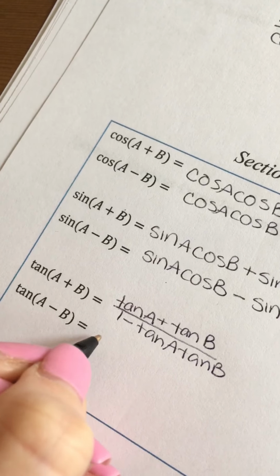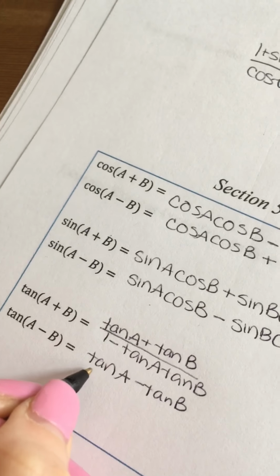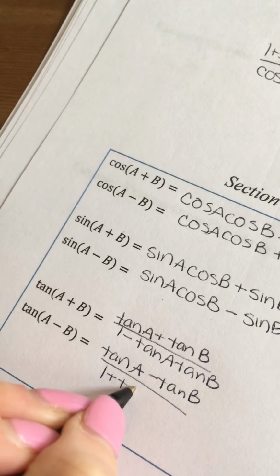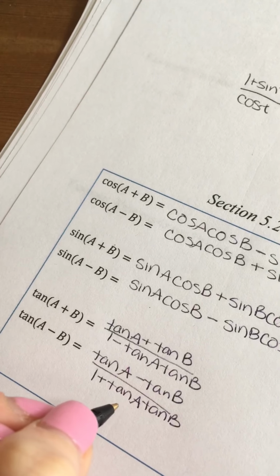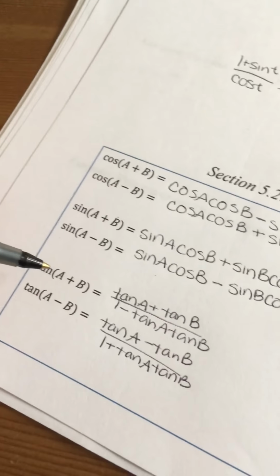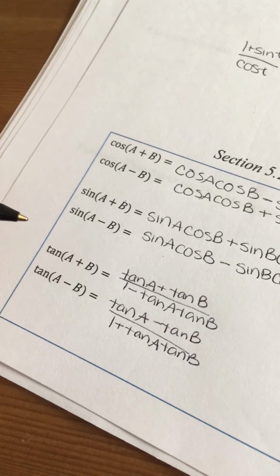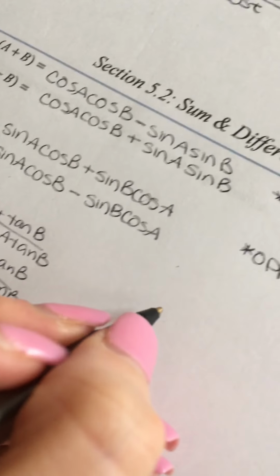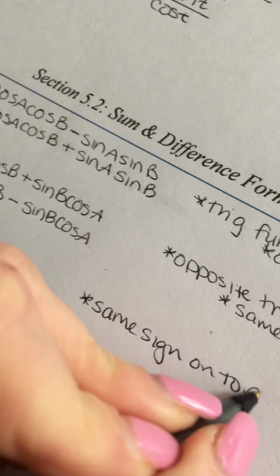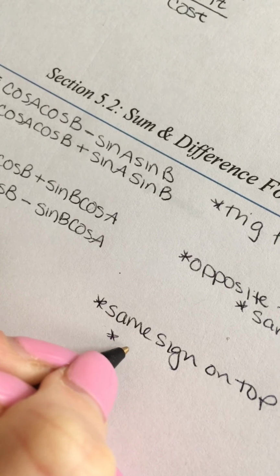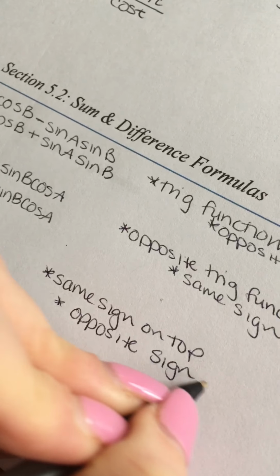Okay, and then tangent of A minus B looks like tangent of A minus tangent of B. So same sign on the top of those fractions. And then 1 plus tangent A, tangent B on the bottom. Opposite signs on the bottom. But once again, you could do tangent by doing sine over cosine. That all still works the same. Secant, cosecant, all those rules still apply. So I'm just going to say same sign on top, and then opposite sign on bottom.